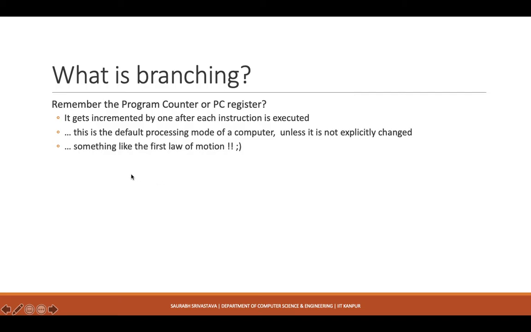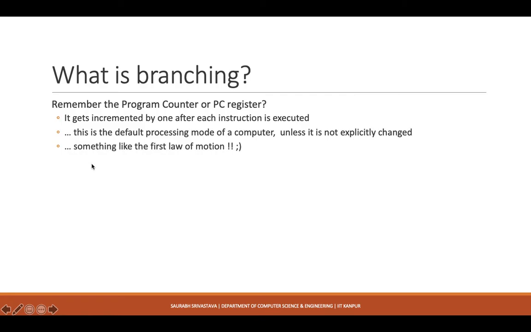So what exactly is branching? You remember that example we were discussing in the initial classes, where there was a program counter, and the program counter used to get incremented by 1. I told you that every time an instruction was executed, the program counter was automatically incremented by 1. Now it can probably make sense why we do that, because this is exactly the default processing mode of a computer. The computer keeps on processing instructions in sequence, one after another.